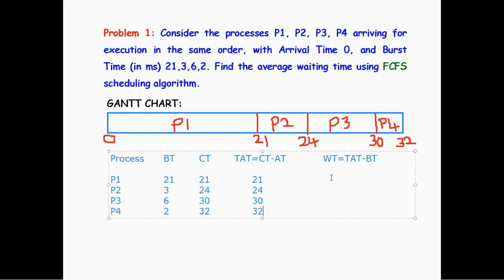Waiting time is equal to turnaround time minus burst time. So for P1, 21 minus 21 will be 0. For P2, 24 minus 3 will be 21. For P3, 30 minus 6, it will be 24. For P4, 32 minus 2 will be 30.